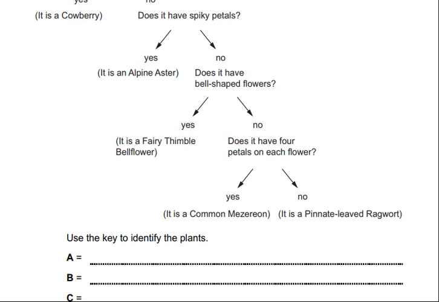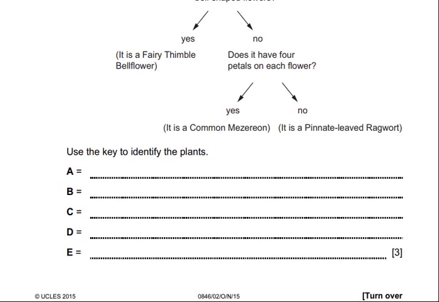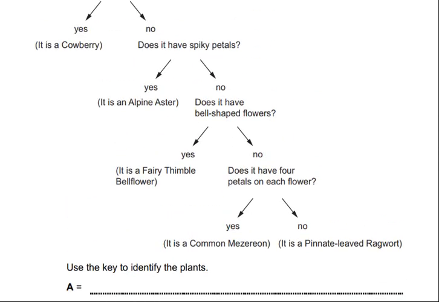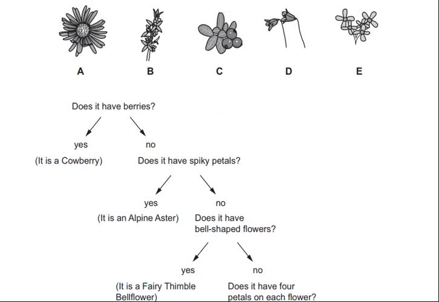So here, for A, we have to write down a pinnate-leaved ragwort. Now we move to the other plant B. Again, we do the same thing as we did for plant A. We have to read the questions one by one until we find out what is plant B.